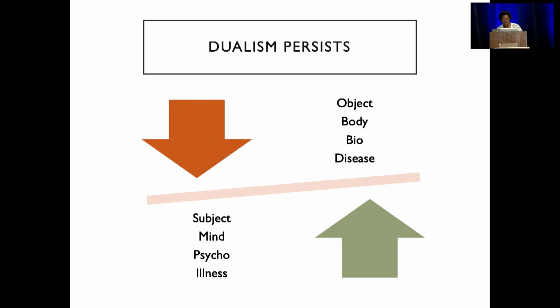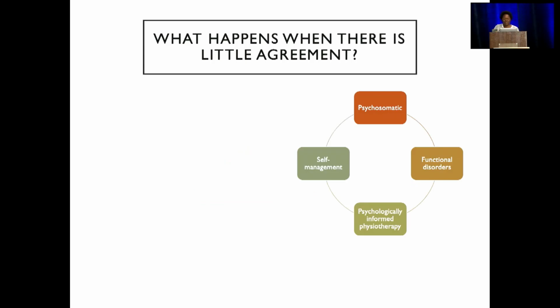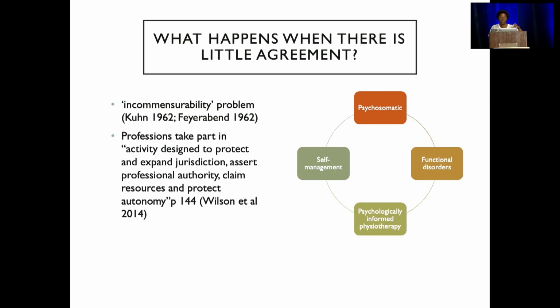And so just to start to summarize and think through here, for me in my data, dualism clearly persists. There's still this mind-body split in how people were practicing. And I started to ask the question, and this is a question for you as well, of what happens in that space when there's little agreement? Kuhn and Feyerabend, both independently of each other in 1962, talked about the incommensurability problem, where competing paradigms, theories, ideas, life worlds lack a common measure language because they use different concepts and methods to address these different problems. And so we see professional groups taking part in this activity to protect their jurisdiction.